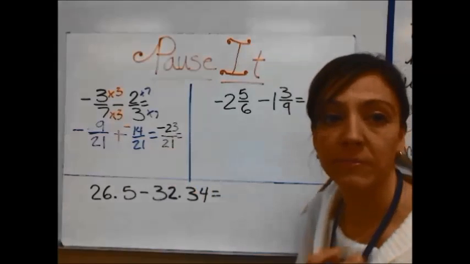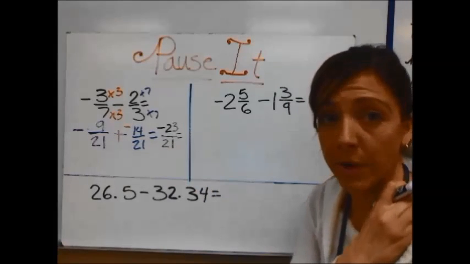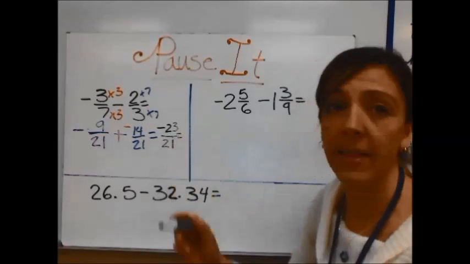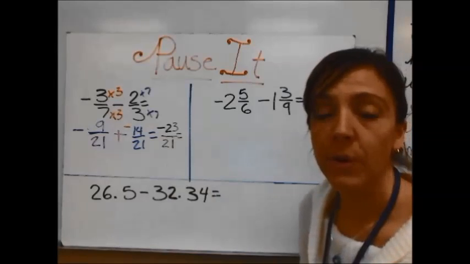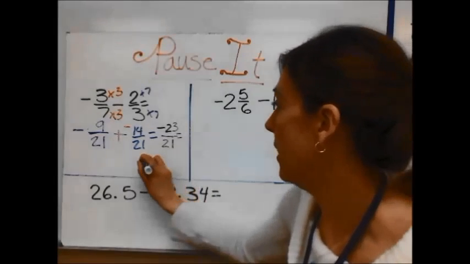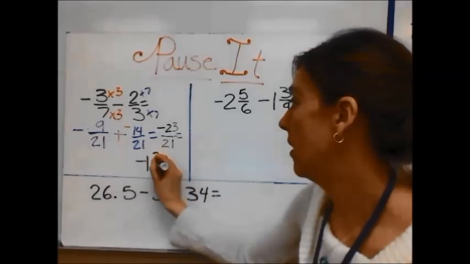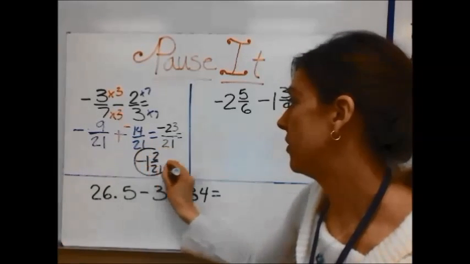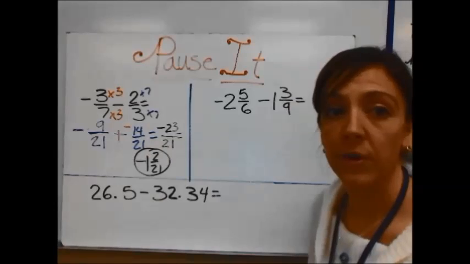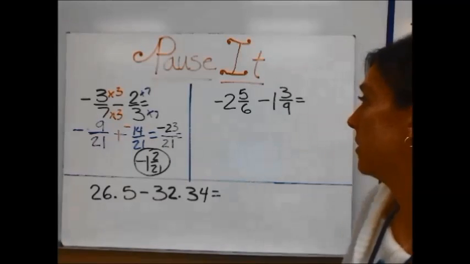And that's an improper fraction. So right now I have negative 23 21sts. And I'm going to go ahead and divide that out and get a mixed number. 23 divided by 21 is 1. And I'm left with 2 21sts. Negative 1 and 2 21sts would be your answer.